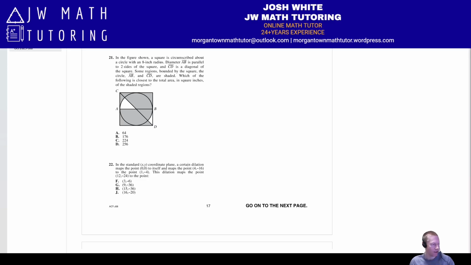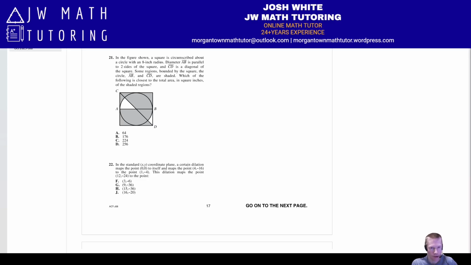Alright, so with all that being said, first question I want to highlight is number 21. So you see in this one, you have a square, you also have a diagonal, you got a circle inscribed in it, and they want to know the area of the shaded region.